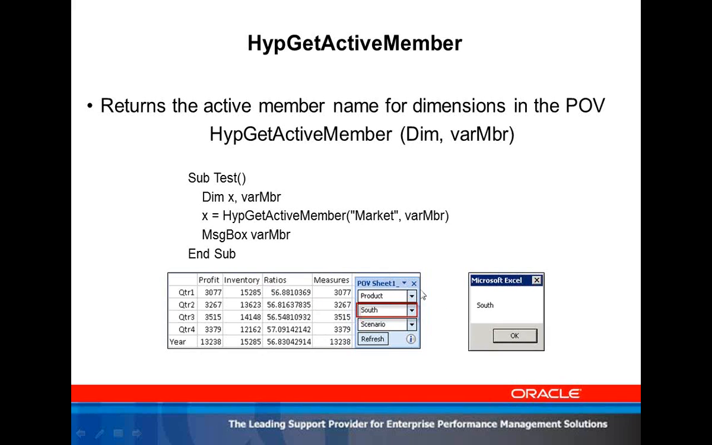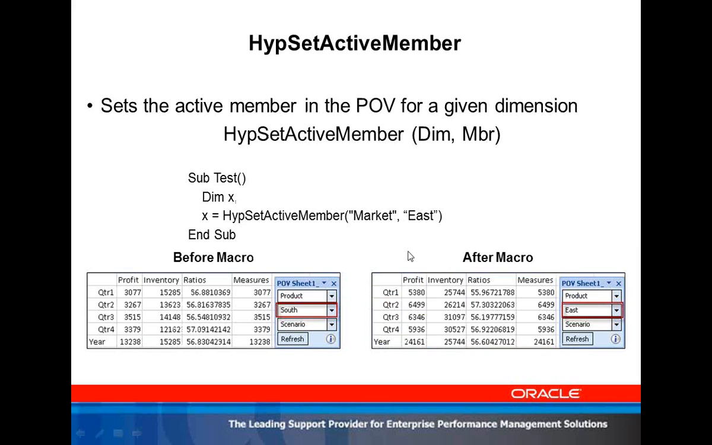Now, an active member. When I'm automating reporting, I need to know what members are where. So if I go into a specific dimension and say, tell me what member you have there, and it has to be in the point of view, it will then say, in the market dimension, load up this variable, which I called var member, and then I want to see it, and lo and behold, yes, South is the market dimension member in my POV at this point in time.